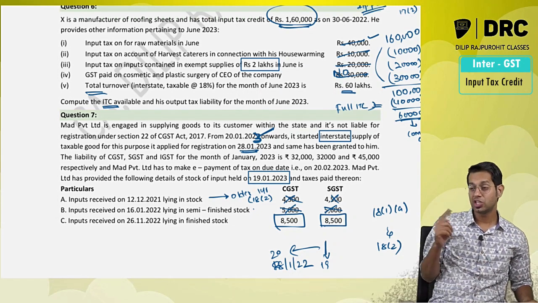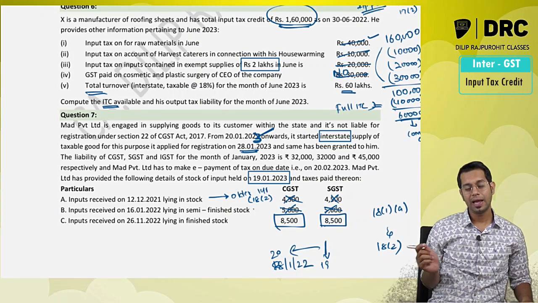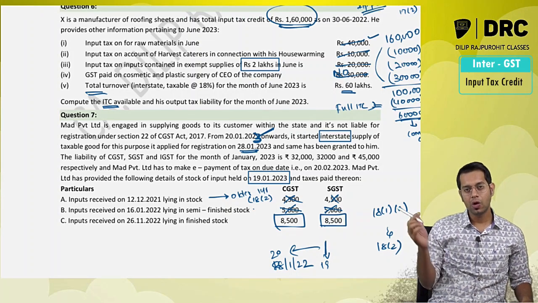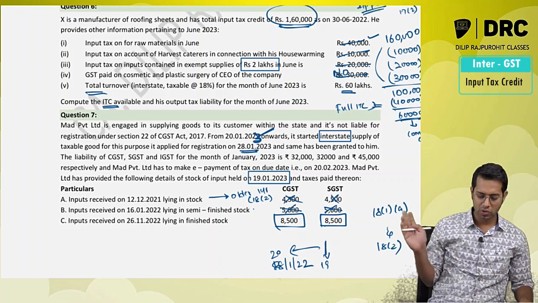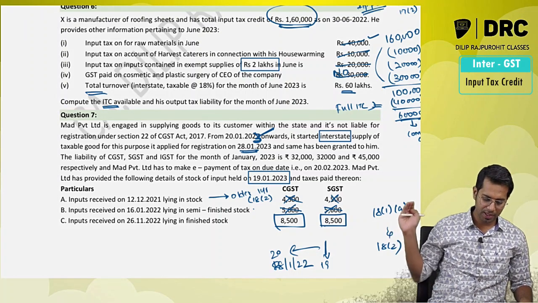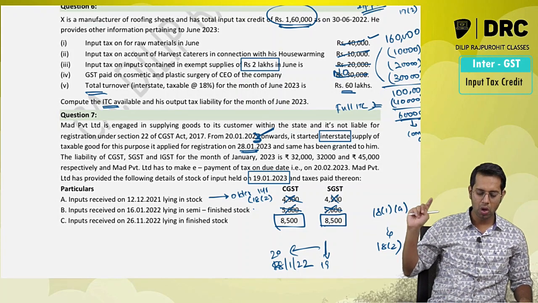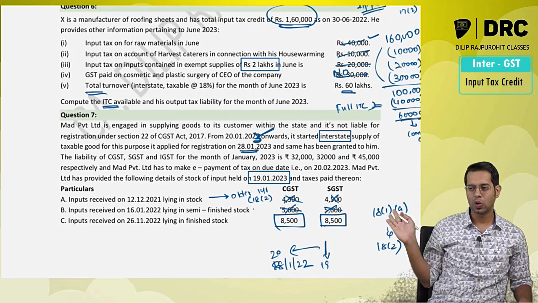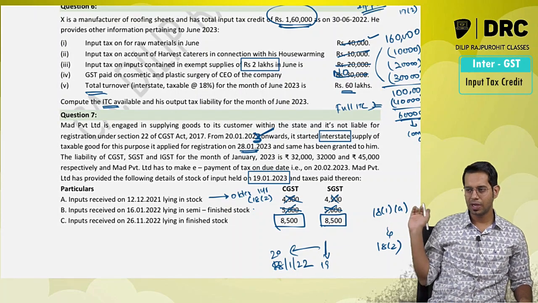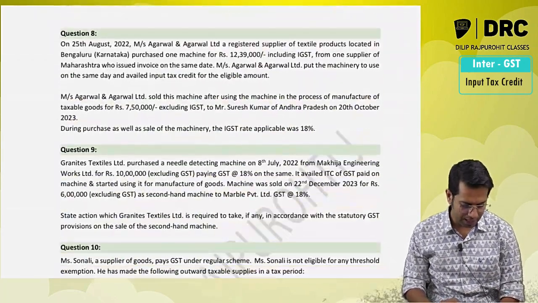Now in the present case, section 18 subsection 2 says, however, ITC under 18.1 will not be allowed if the invoices are older than 1 year. So in the present case, the purchases which were made on 12/12/21 and 16/1/22, on those ITC cannot be taken because they are older than 1 year. However, on the 8,500, within 1 year, ITC can be taken.